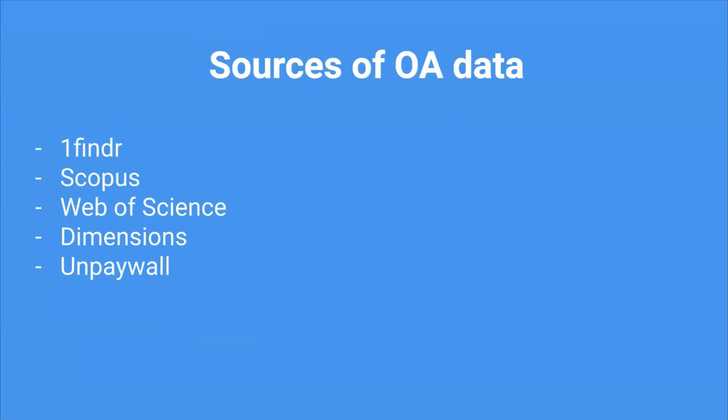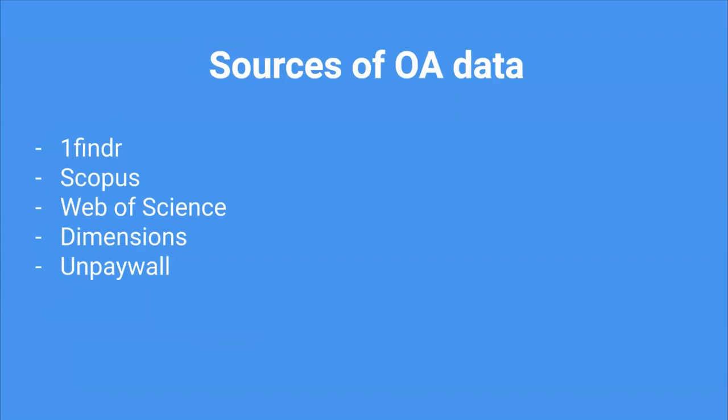OneFinder, Scopus, Web of Science, Dimensions, and Unpay. OneFinder is a source of open access data. They're currently owned by Elsevier. So there's some complexities in getting your open access from that source. Scopus, Web of Science, and Dimensions, actually you get their open access data from Unpay.